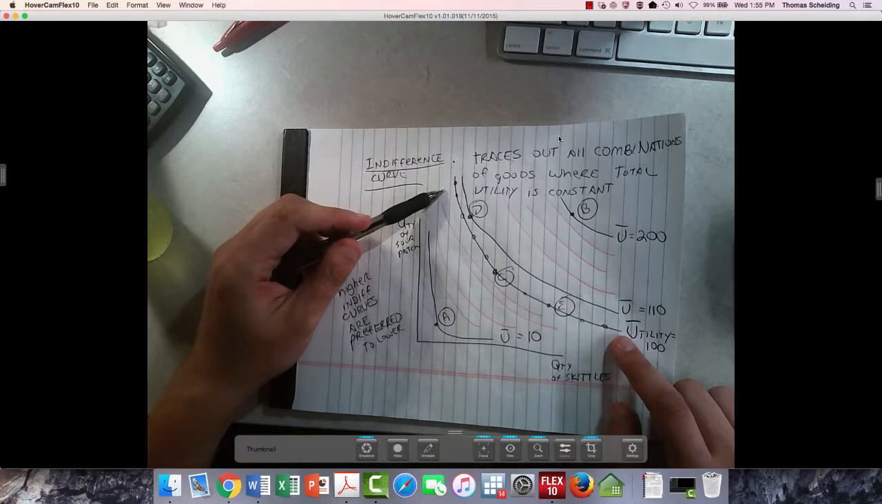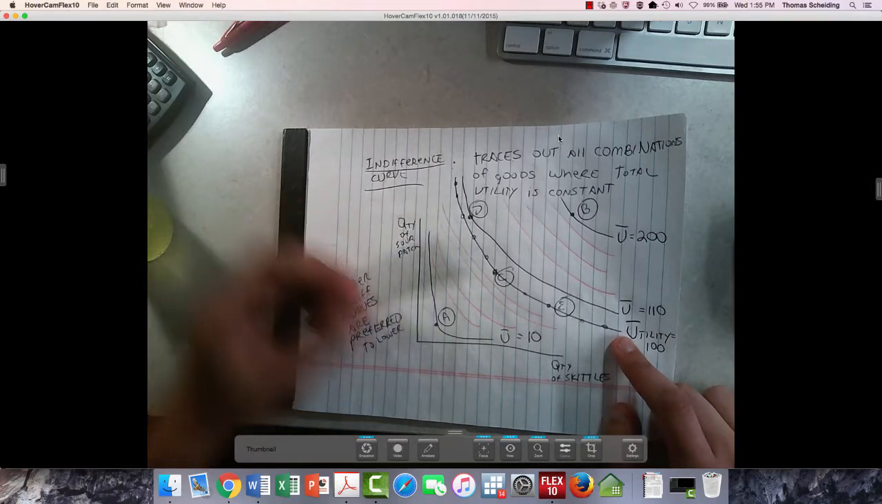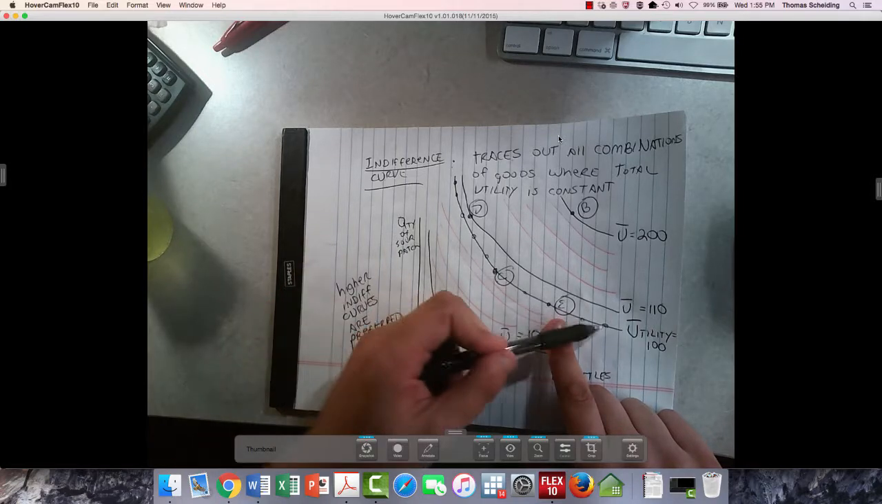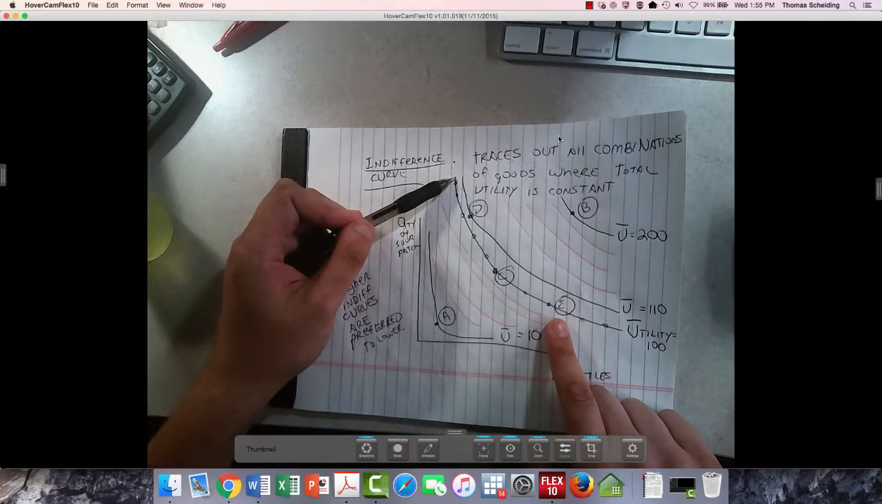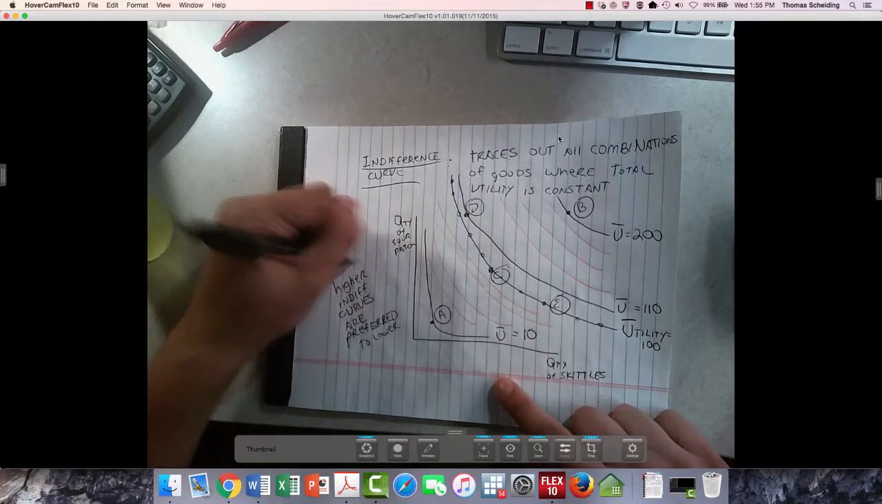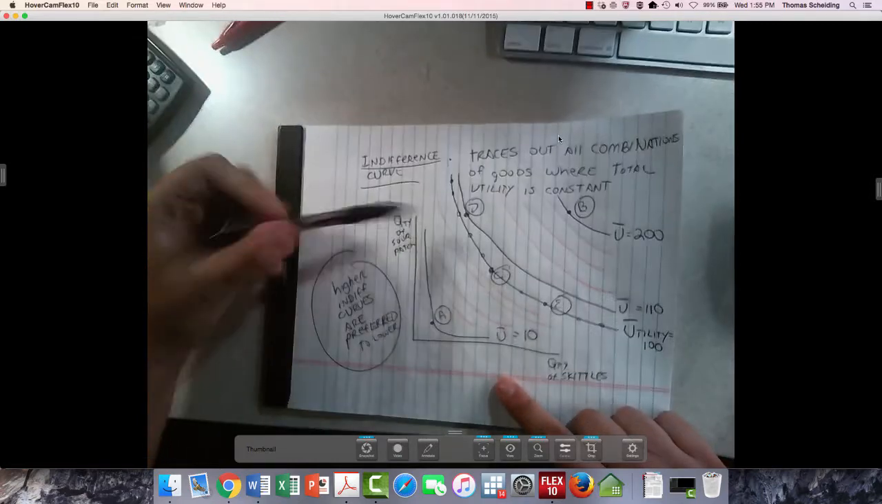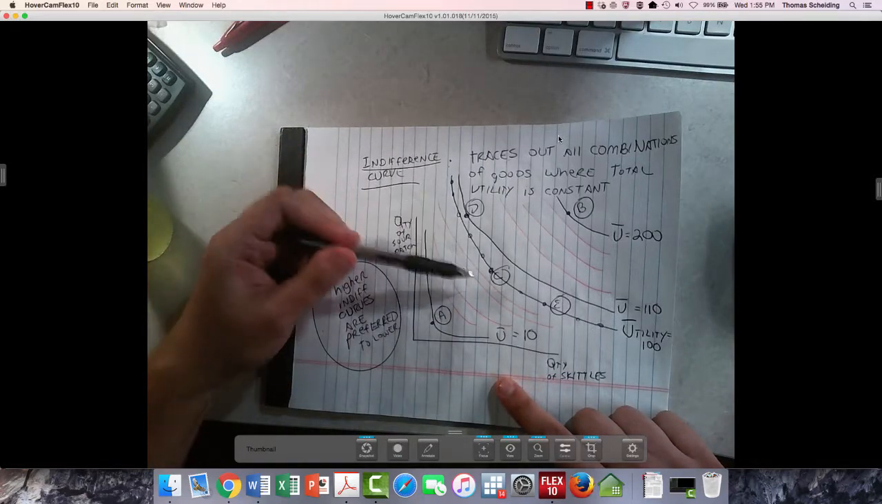By me giving you some additional mathematical information, what we can see is that the consumer is indifferent between C and E. They are indifferent because they are along the same indifference curve. But based on this, the consumer prefers D to C.